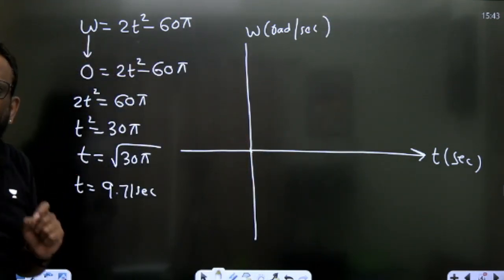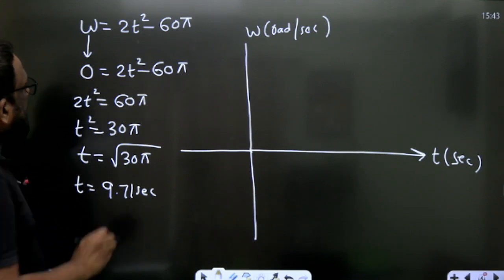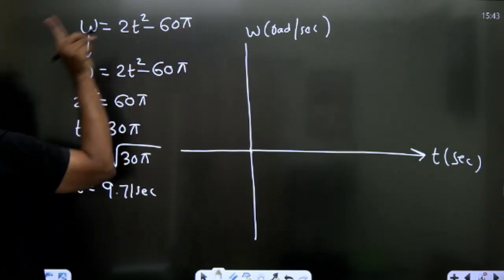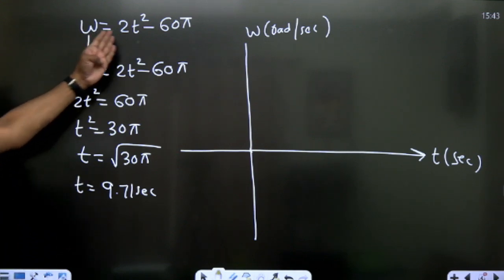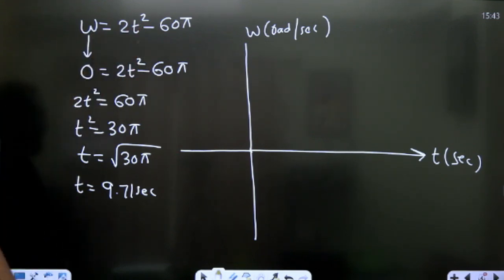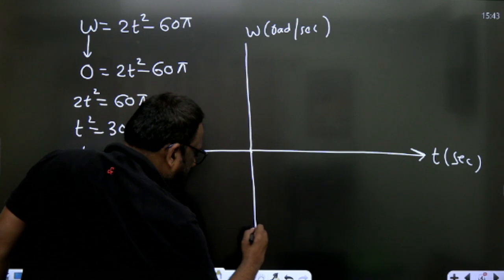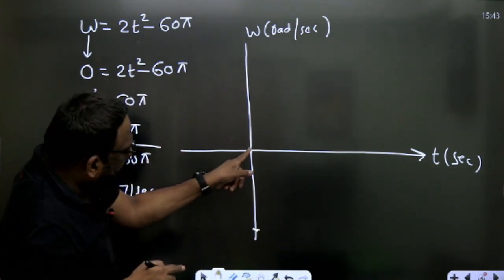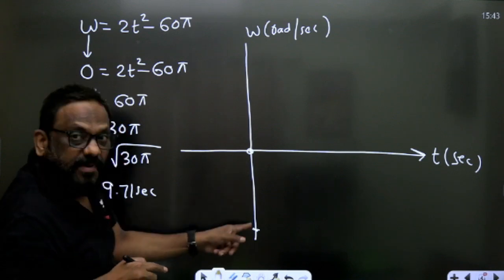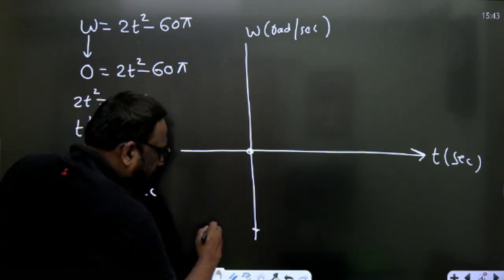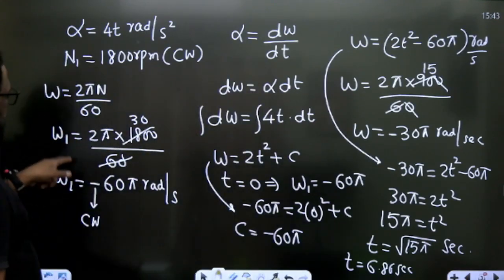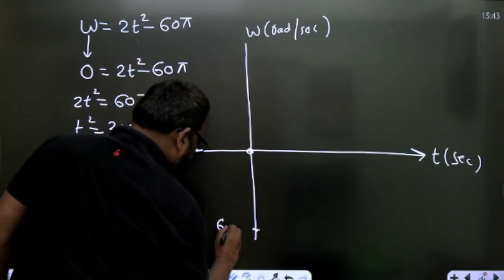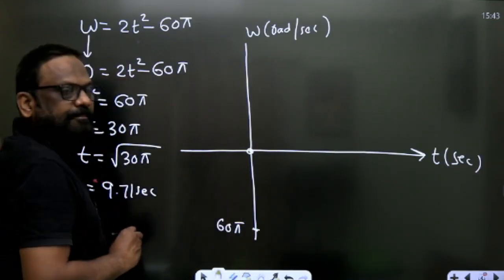Okay. What was the initial speed? Understand carefully. If you see this graph, it's very clear. It is parabolic, something like y is equal to x square. Initially when omega was 1800 rpm, what does 1800 rpm mean? I am taking omega below because it was negative, because clockwise means negative. So what was the initial speed? It is minus 60 pi. So it is 60 pi. Of course, minus.